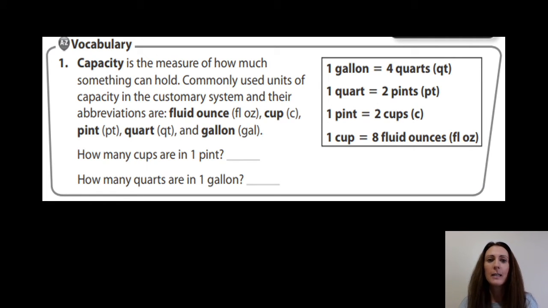Here you're going to find some more information on capacity that will help you better understand converting those liquid measurements. I want you to read number 1, and then I want you to fill in and answer the 2 questions on your own. So you're going to pause the video and then you're going to come back and we're going to talk about them.